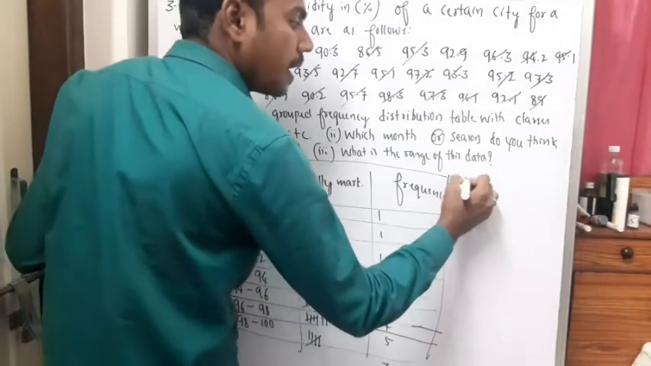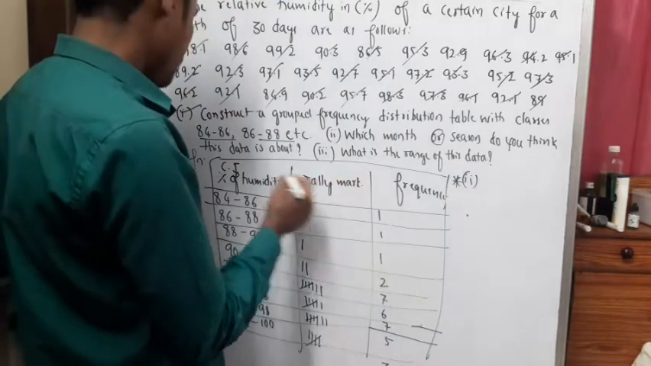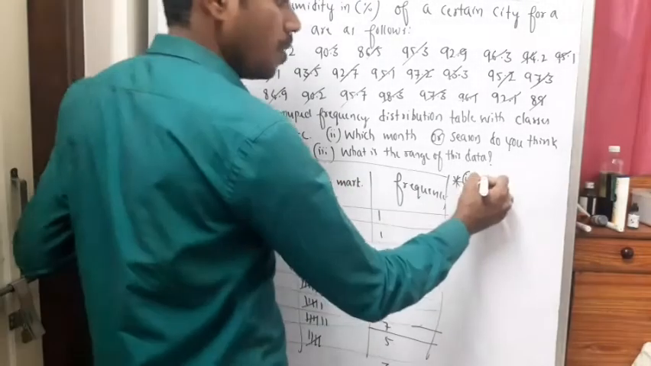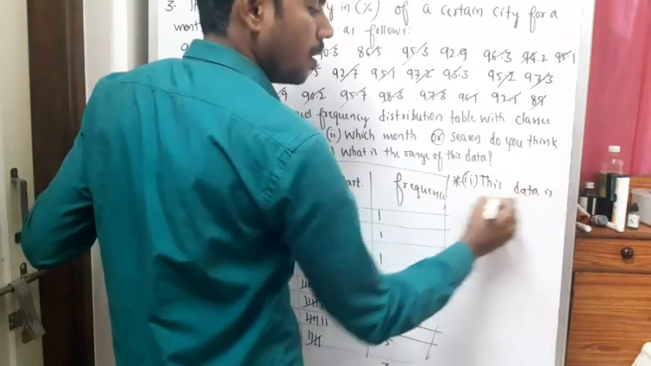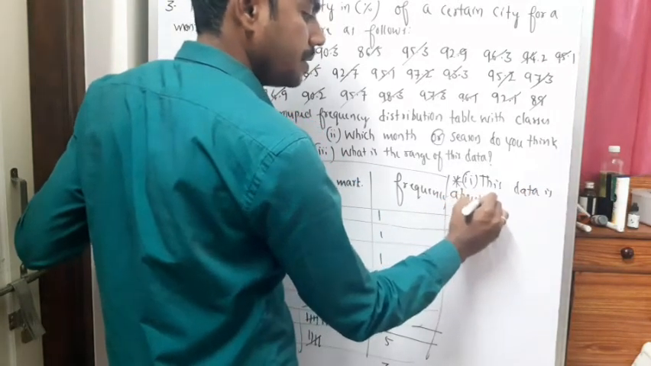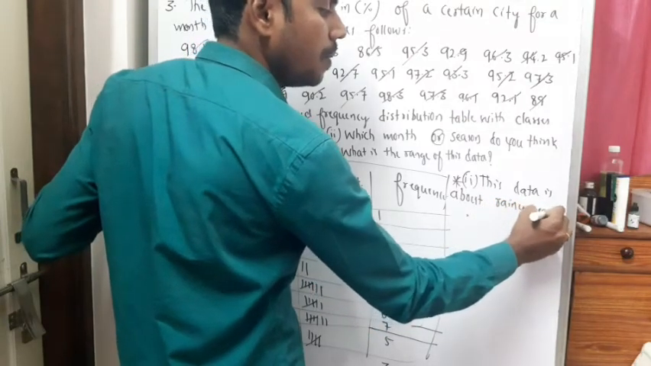So second, which season do you think this data is about? This data is about which season? Rainy season. In rainy season humidity will be more.